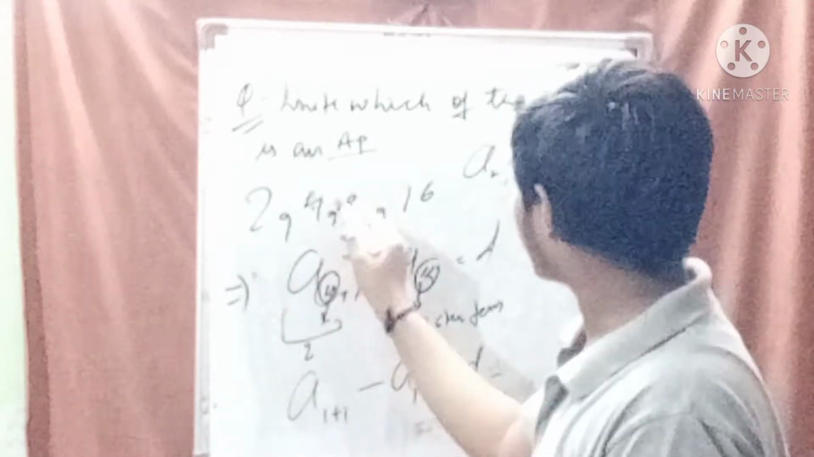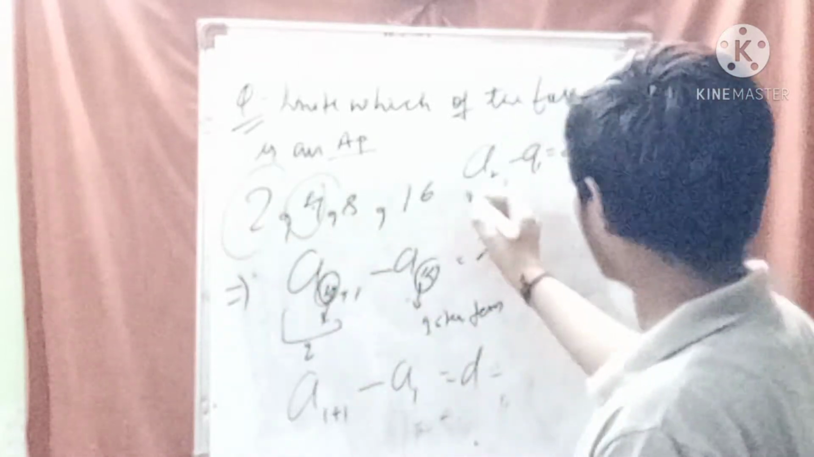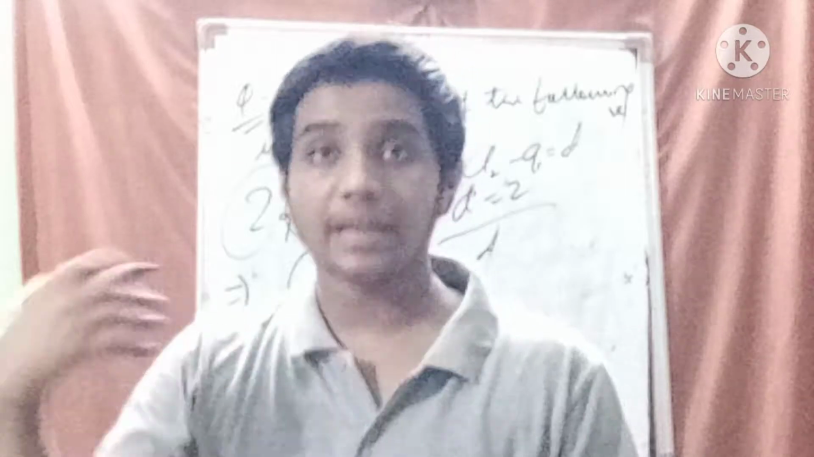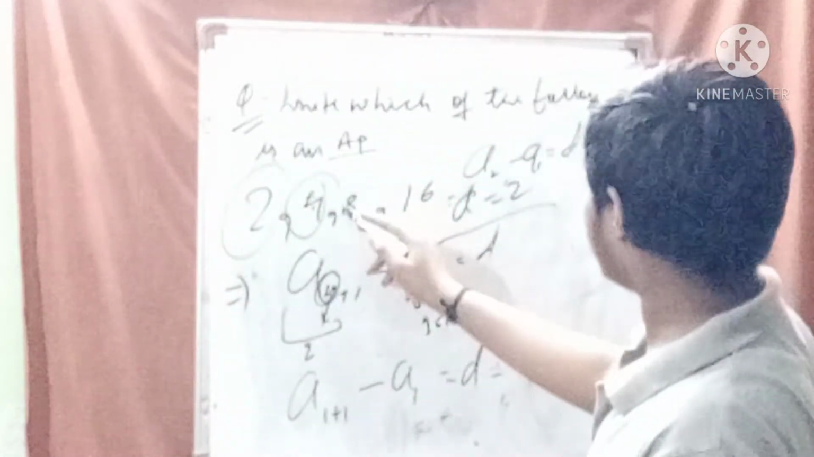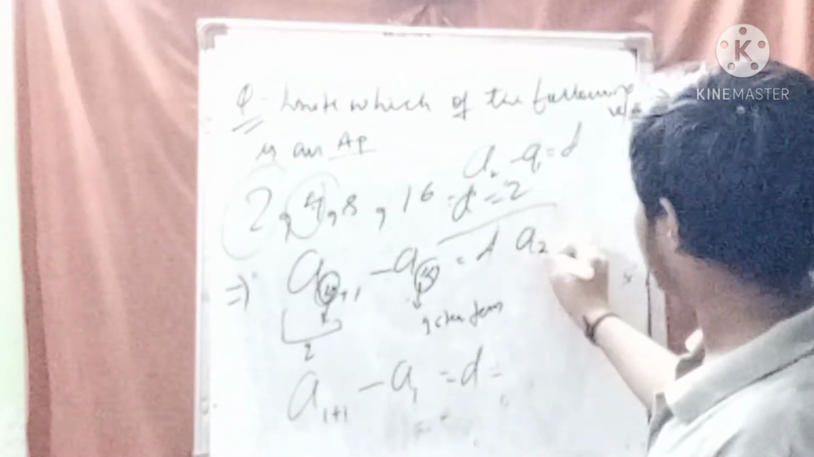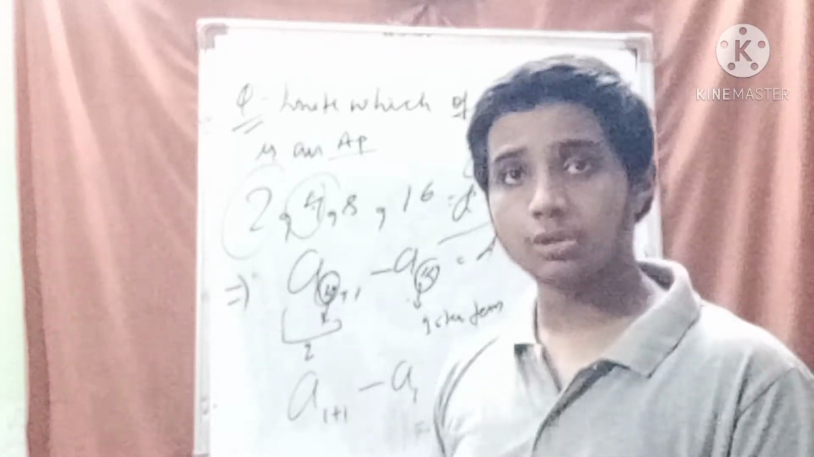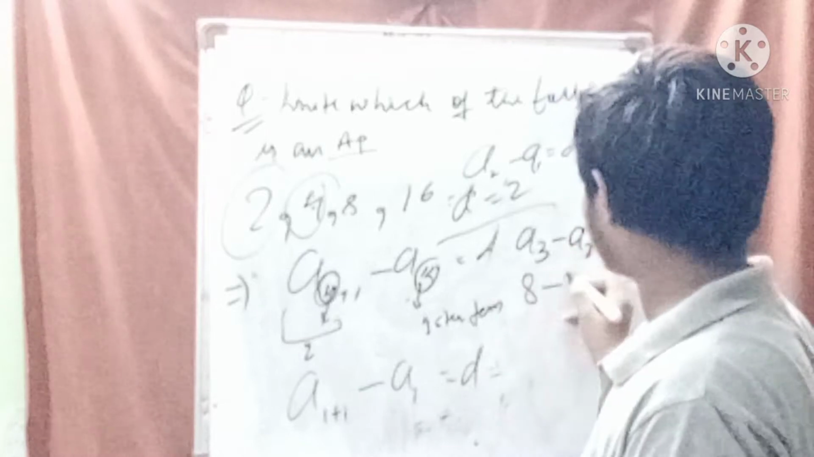So let's check. A2 is 4. 4 minus 2 is 2. So D is coming 2 here. Let's check if it is coming in the next scenario also. So 8 minus 4, A3 minus A2 is equal to D. So A3 minus A2 is equal to 8 minus 4, which is equal to 4.